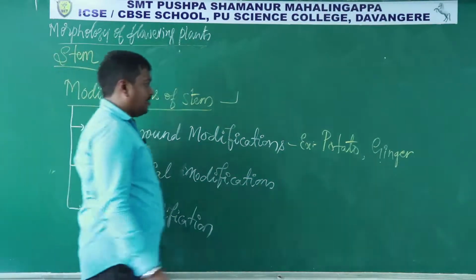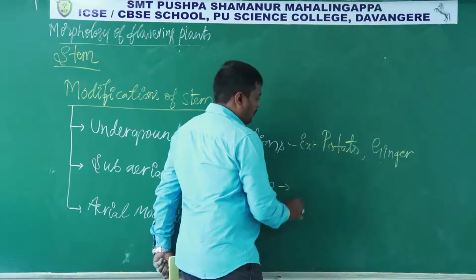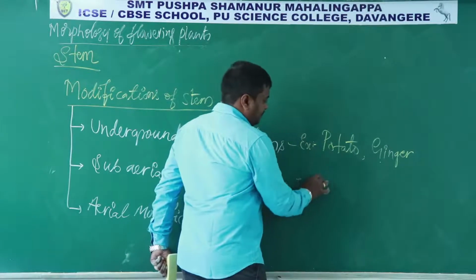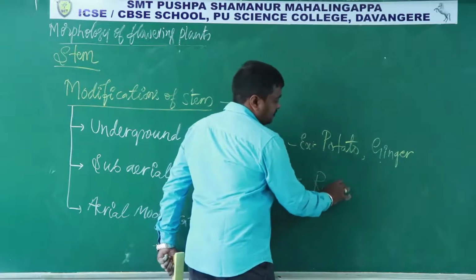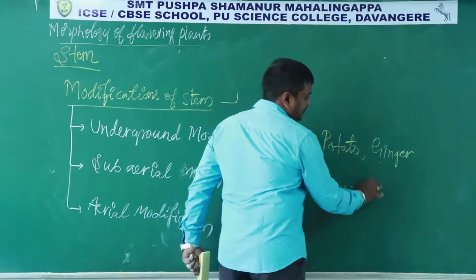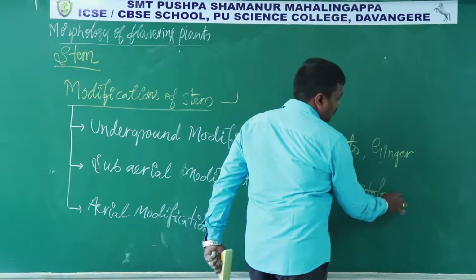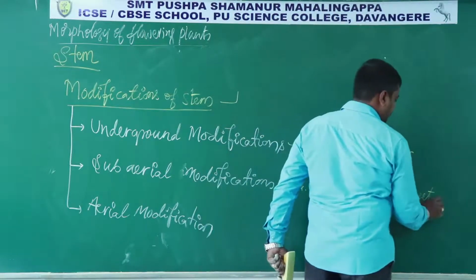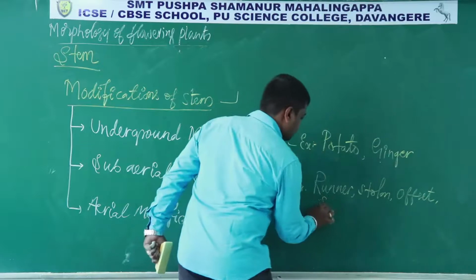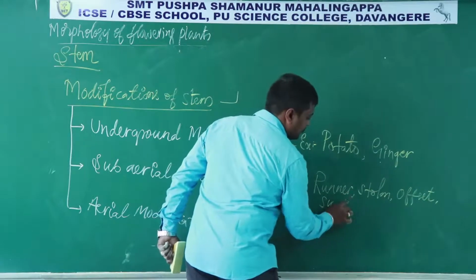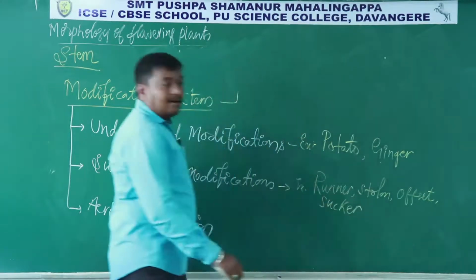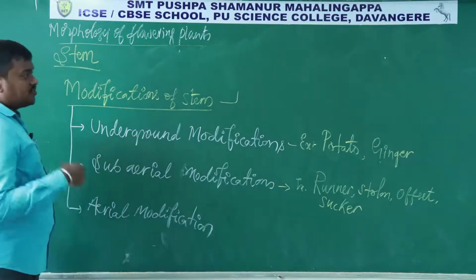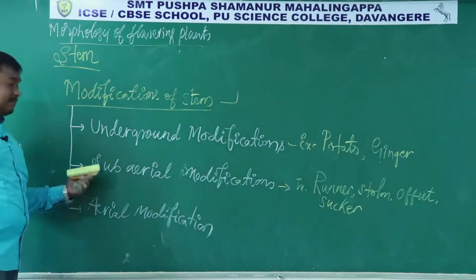Then subaerial modification. Examples for subaerial modification are runner, stolon, offset, and sucker. ಈ ಥರ modifications ಇದೆ. Runner, stolon, offset and sucker are examples for subaerial modification.